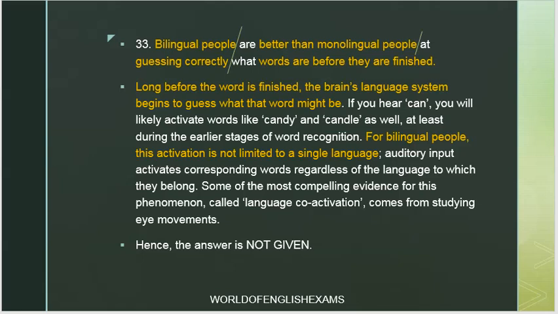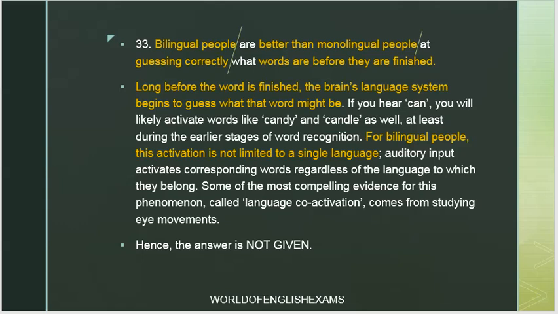What is that regarding? Before even finishing the word, they are able to predict that, they are able to guess that. So this ability of guessing the words is better with bilingual people when compared to the monolinguals. So that's what the statement means. Now let's understand and compare the text.